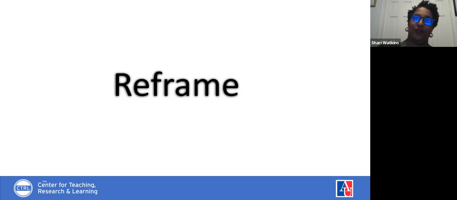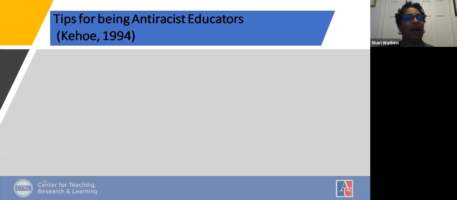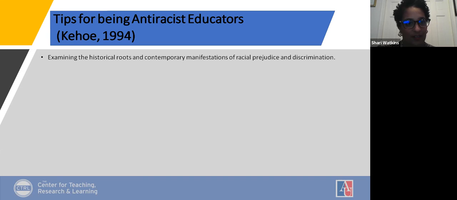So I want to help us to reframe, to think about this by offering some tips for being anti-racist educators. And so the first tip is to examine the historical roots and contemporary manifestations of prejudice and discrimination. And so really what this has to do with is understanding and acknowledging racism in your specific discipline. How does that show up, right? And understanding the ways that racism impacts the Black students in your discipline.